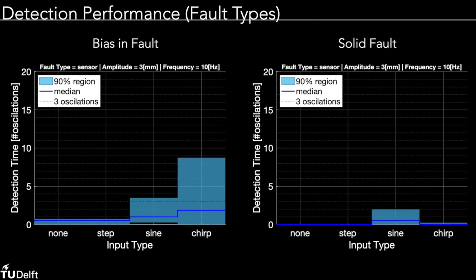Lastly, I will show the simulations we did for other fault types. Here we show only the sensor fault, where in the figure on the left there is a bias in the liquid fault, and in the figure on the right the fault is solid, so the fault replaces the original signal. In both cases, detection performance is better than for liquid faults. Also, this observation can be explained, as both the biased fault and the solid fault cause a larger overall deviation from the original system behavior, and this makes these faults easier to detect.